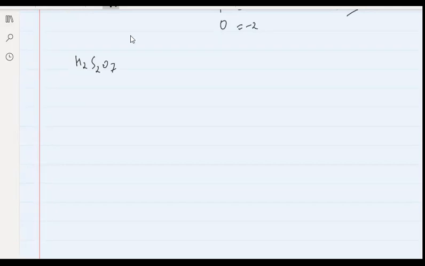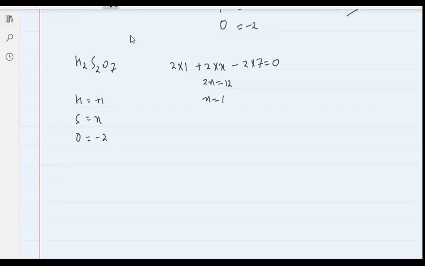Okay, very good, everyone. So hydrogen, sulfur, oxygen: plus 1, minus 2, x. So 2 into 1 plus 2 into x minus 2 into 7 is equal to 0. So 2x is equal to 12, x is equal to plus 6. Very good, everyone.